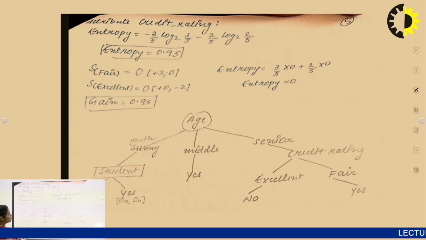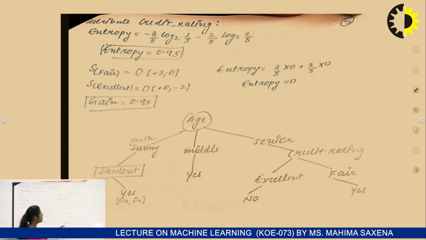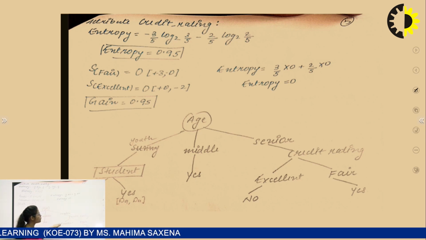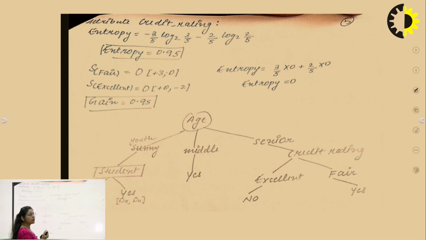And now again we compare the gain of all the attributes, and further we complete our tree. In senior, the highest value of gain is credit rating, and after that we further divide, because in credit rating we have only 2 attributes, excellent and fair. That's why we put there excellent and fair, and excellent is further divided into no, and fair is further divided into yes. This is the complete explanation of the decision tree.